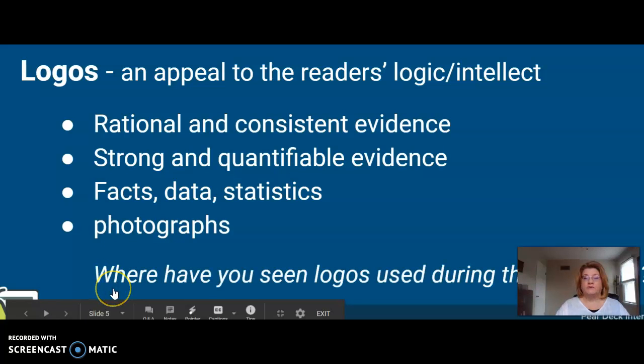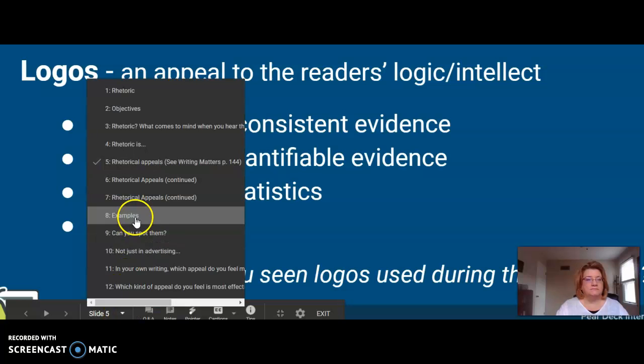I asked the class, where have you seen logos used during the pandemic? And they came up with things like the CDC charts and numbers and the rolling case count and death count that we see on the news all the time as examples of that.